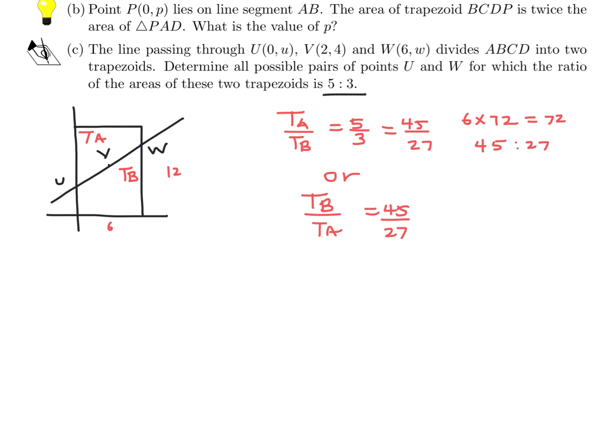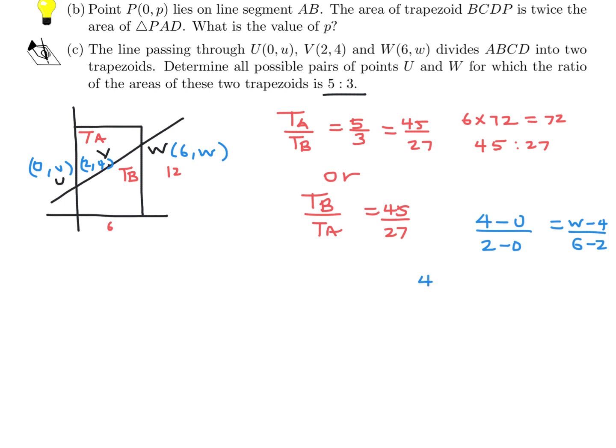Well, the first thing I'm going to do is label this. This was 6W, I believe. V was 2,4. Yeah, V is 2,4. And U is 0 and U. Okay, I'm going to work with slopes. So 4 minus 0 over 2 minus U. Hold on, I think it should have been 4 minus U over 2 minus 0 is equal to W minus 4 over 6 minus 2.